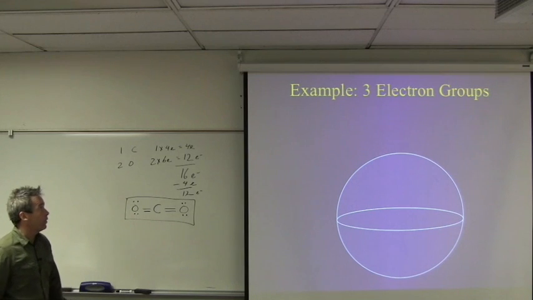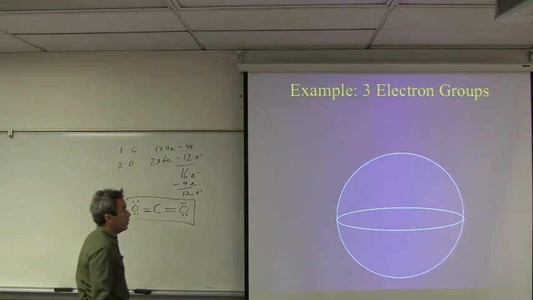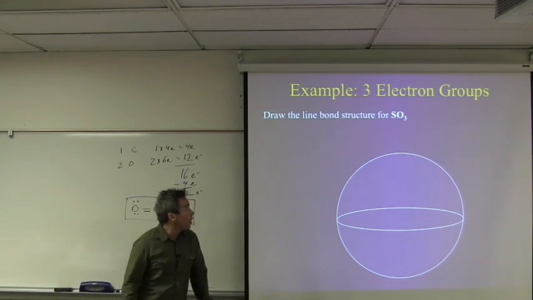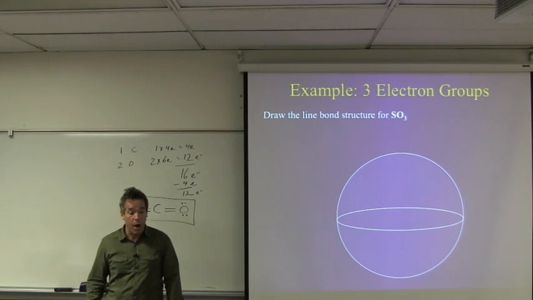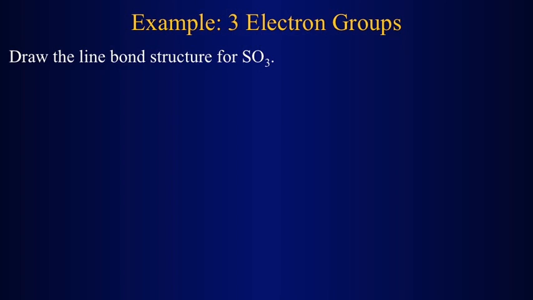Let's look at the same thing now with a molecule. Draw the line bond structure for sulfur trioxide, SO3. Click pause and work on the line bond structure.